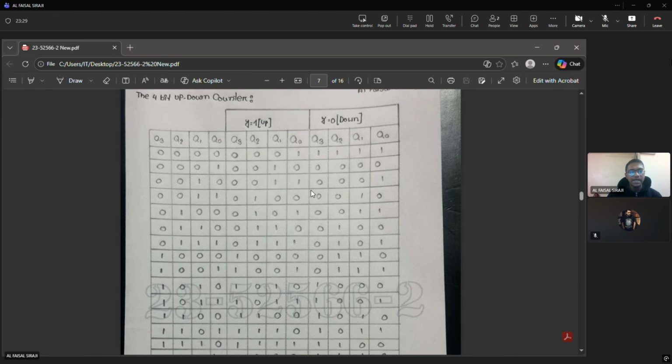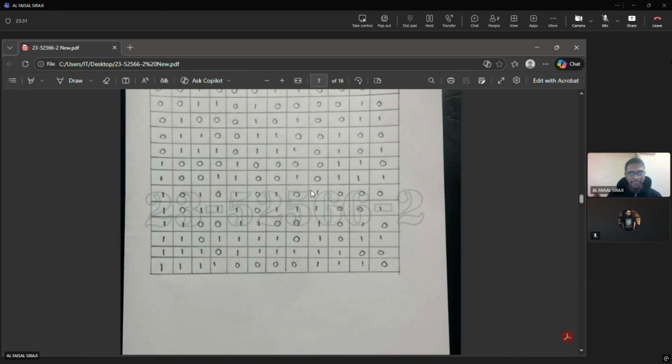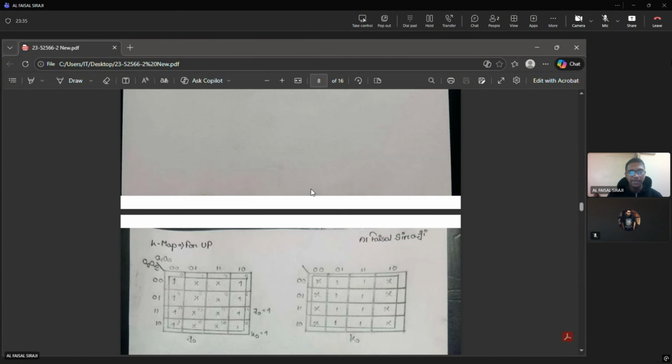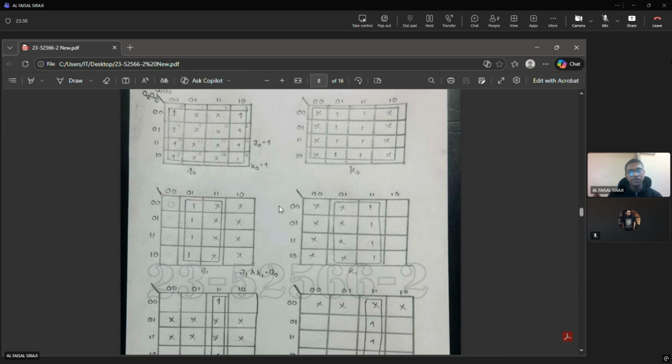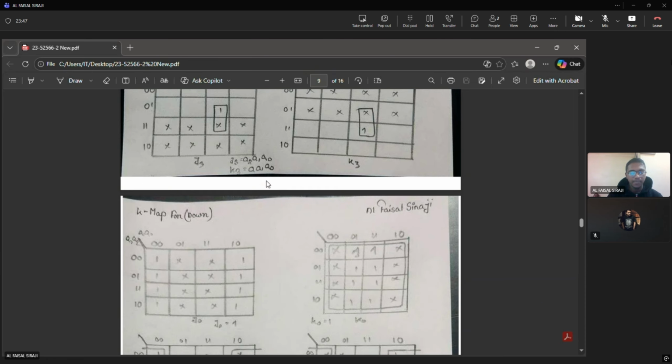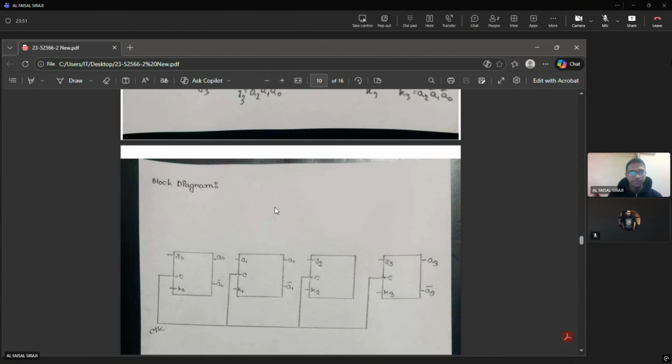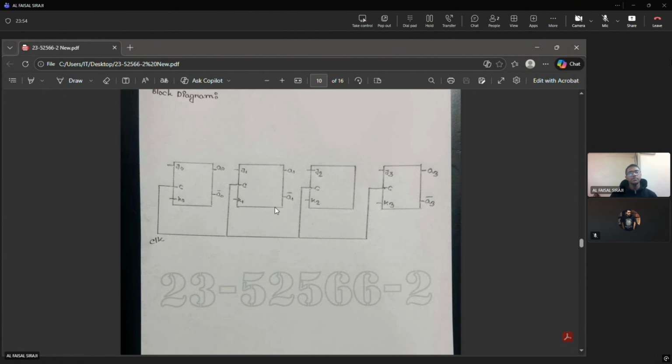This is the 4-bit up-down counter. This is the K-map from this table, where we used a simple logic for grouping, which is we can group up to 2, 4, 6, and 8, and those logic were used in this K-map. And this is the K-map for down. This is the block diagram where we have used 4 JK flip-flops which are connected to one another and get values from one another to show the result.